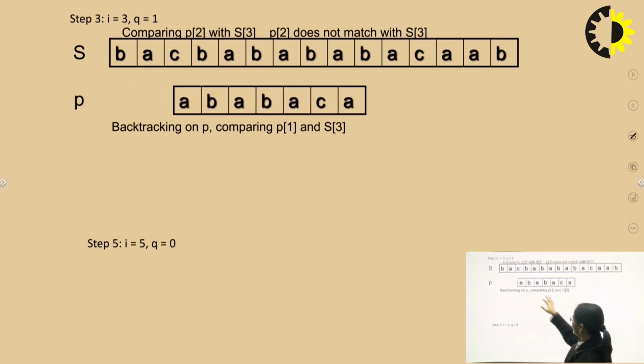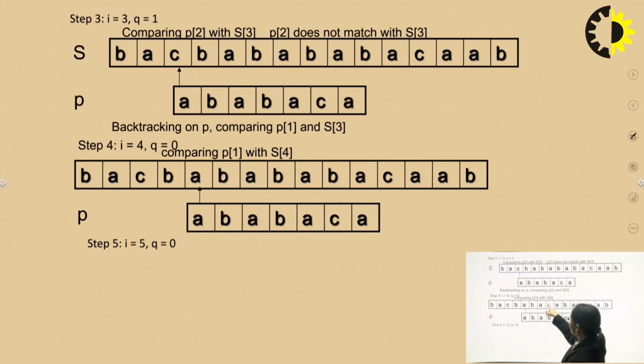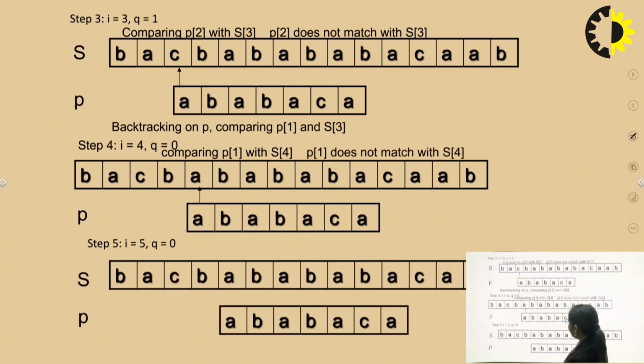Okay, so this is our backtrack. We have to compare p1 with s3. Now the fourth step is to compare i4 with q equal to 0 because we have backtracked, so the value of q is again set to 0. In this case we have to compare p1 with s4, and p1 does not match with s4. So we compare p1 with s5.